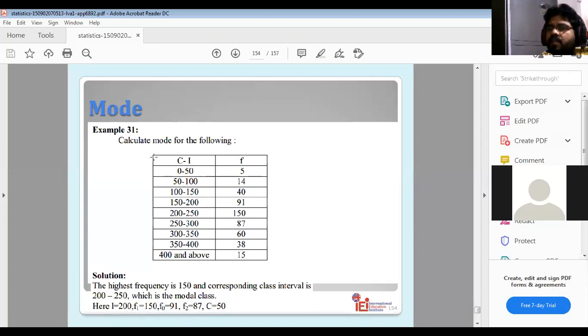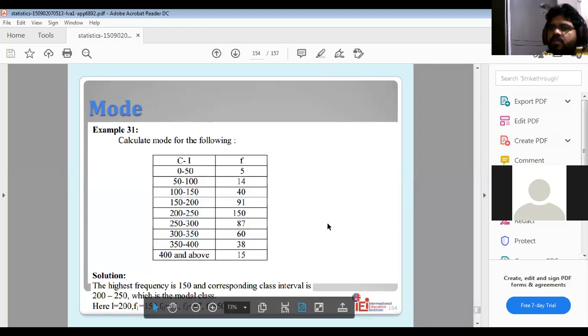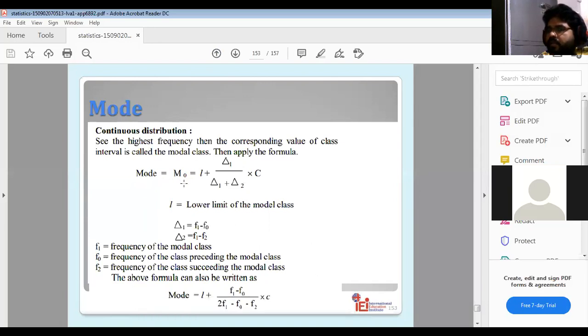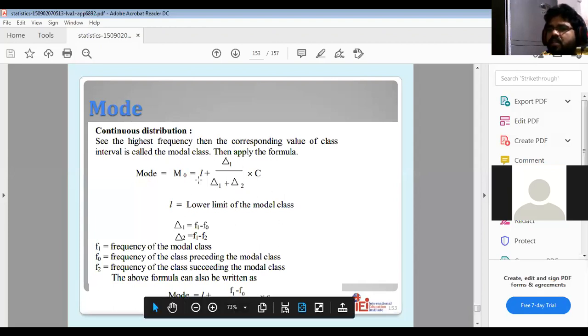When we have this kind of problem, we need to follow a certain formula. Mode, MD or MO, is equal to L plus delta 1 divided by delta 1 plus delta 2, into C. Here we need to identify what L is. I already explained in previous classes that L is nothing but the lower limit of the class interval.